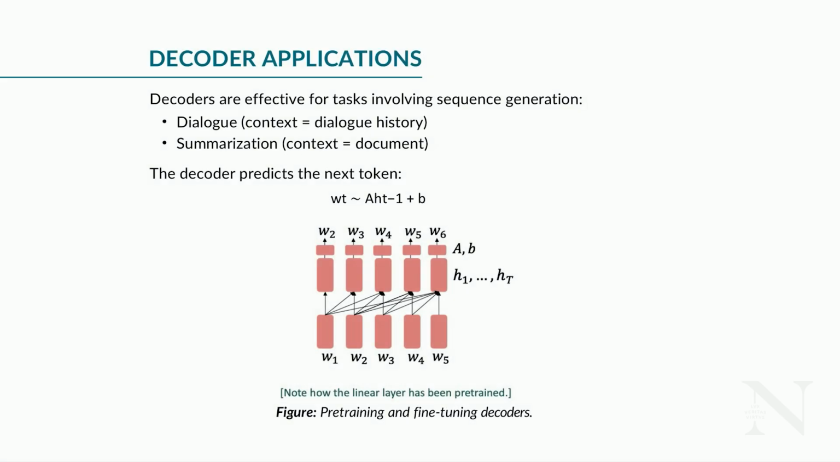Let's dive in. Decoder models are effective for tasks that involve sequence generation. For example, in dialogue generation, we pass the dialogue history as context to the model. In text summarization, we pass the document as context to the model. In general, these decoder models predict one token at a time. For example, if you are predicting the token W5, the model receives W4, W3, W2, W1 as input, and it will predict W5.